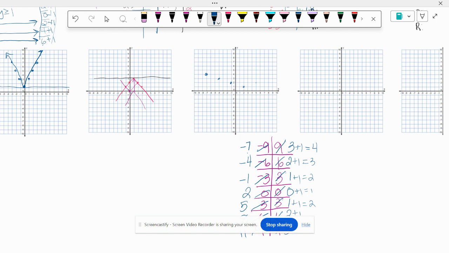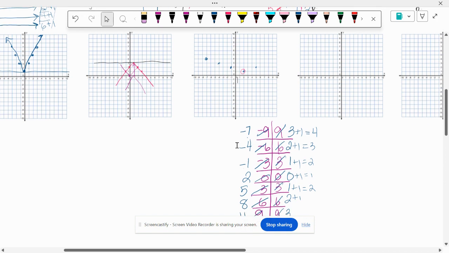So here you can see that's where the change happens. This is my vertex right there. Right here, this is the vertex. And when x is 8, y is 3. And I'm off my graph. But this is what that looks like.